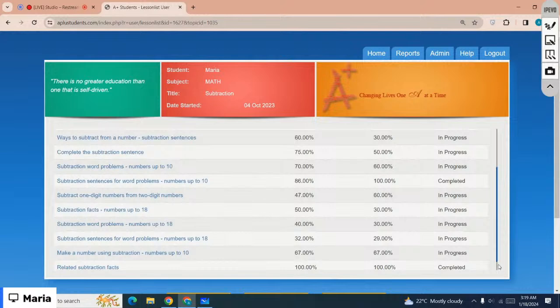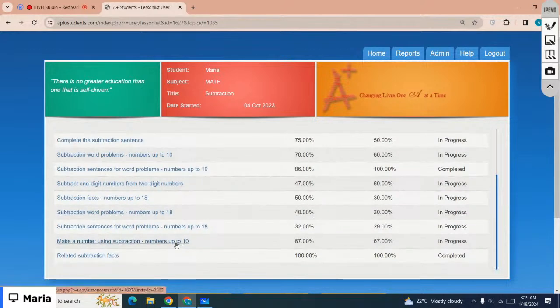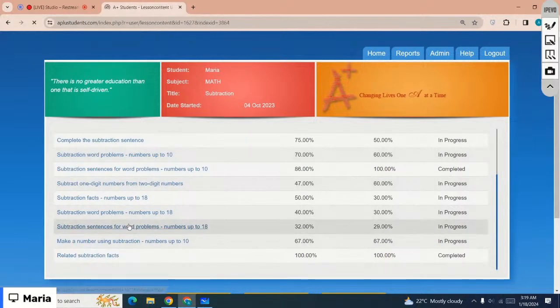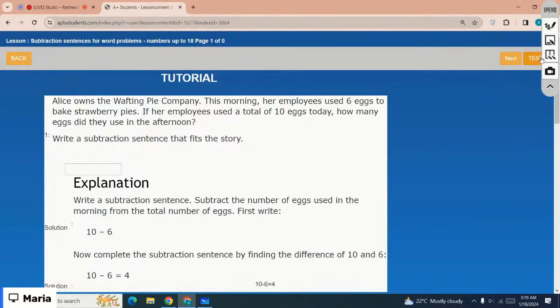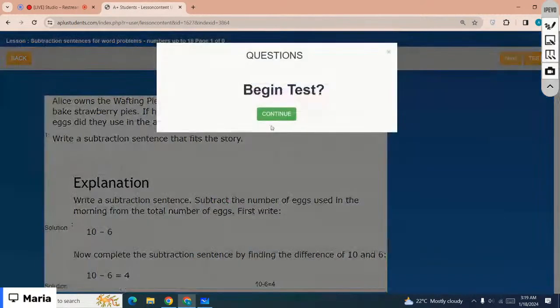making a number using subtraction. Numbers up to, I think I have skipped the one, yes. Subtraction sentences for word problems, numbers up to 18. Let's just start with the test questions.